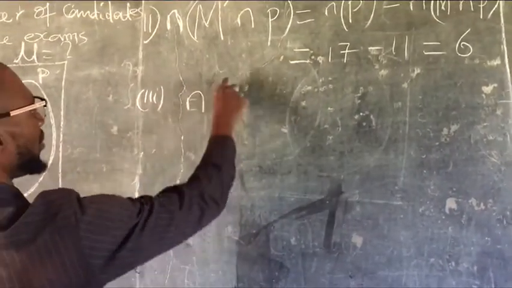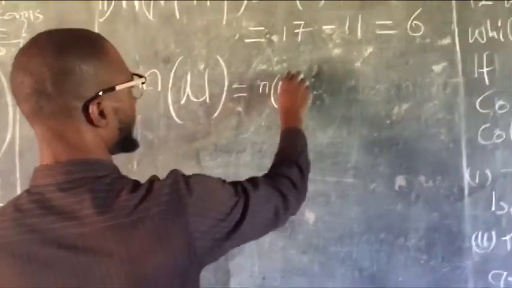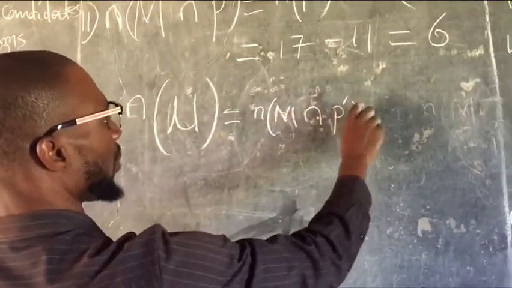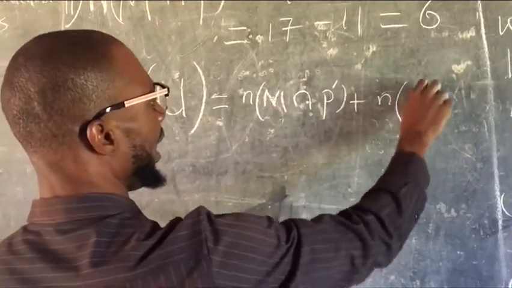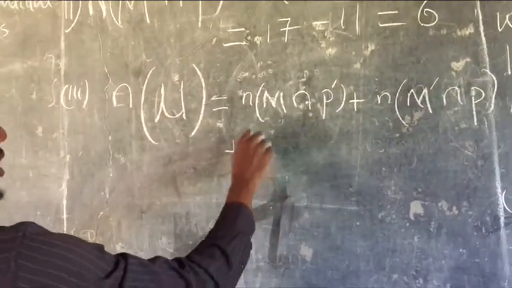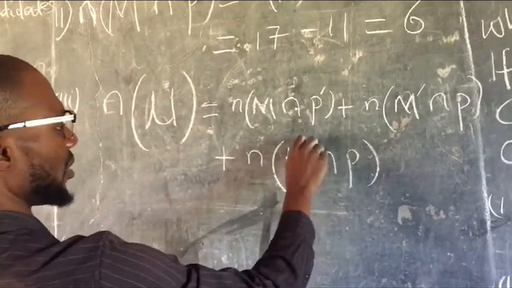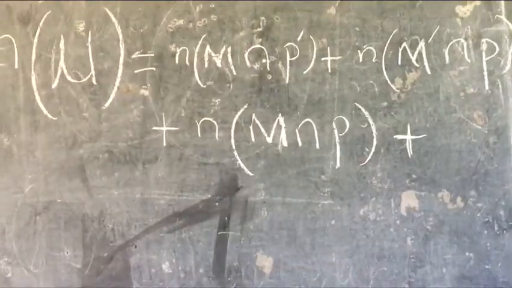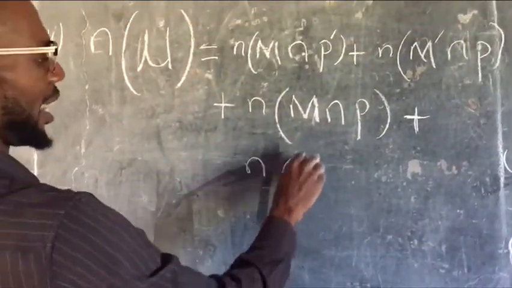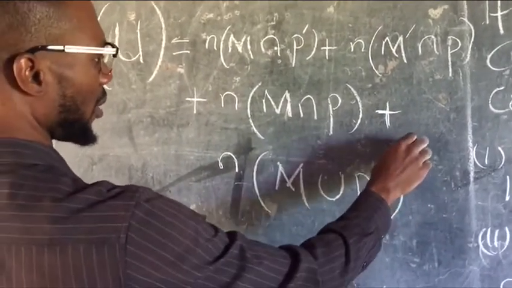So the cardinality of my universal set is the cardinality of M intersect P prime, plus the cardinality of M prime intersect P, plus the cardinality of M intersect P, plus the cardinality of M union P all prime.